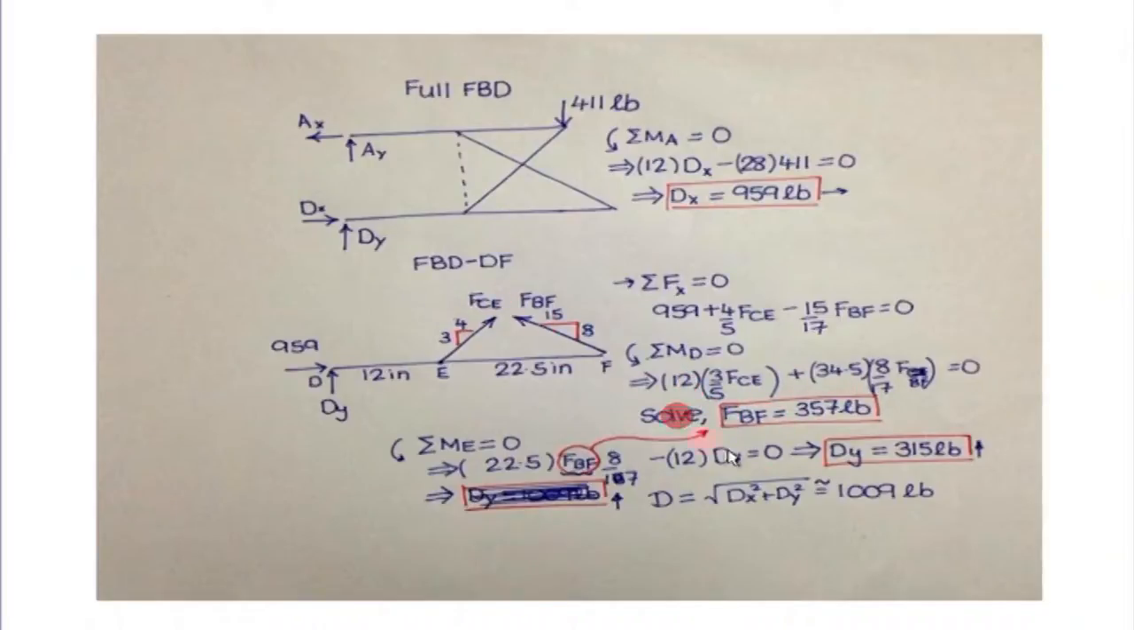And once we get FBF, we just do equilibrium force balance in the y direction, or take moment about E equal to 0, whatever. You can do it both ways, and what you will get is that Dy comes out to be 315 pounds.